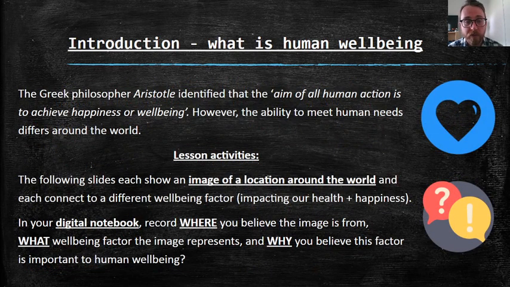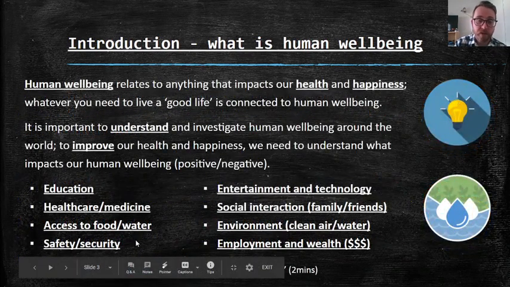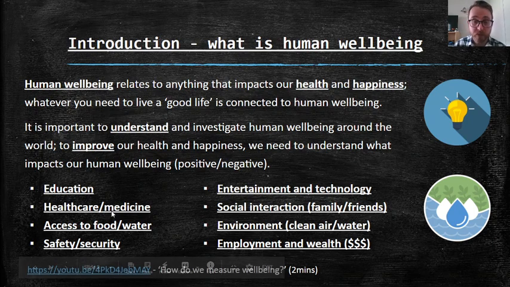The Greek philosopher Aristotle identified that the aim of all human actions is to achieve happiness or well-being. However, as I said before, the ability to meet human needs differs around the world. So some places are less fortunate than Melbourne, than Australia in terms of their human well-being. Some people don't have access to water, they don't live in a safe or secure place. There's war, civil war, there's crime, they might not have access to proper medicine, they might have to travel 3 hours to reach the nearest hospital.